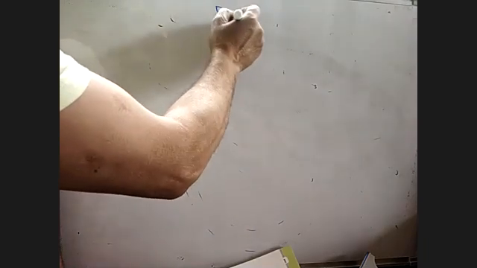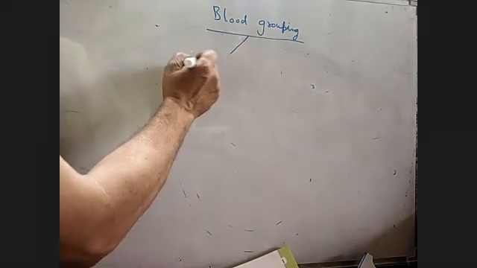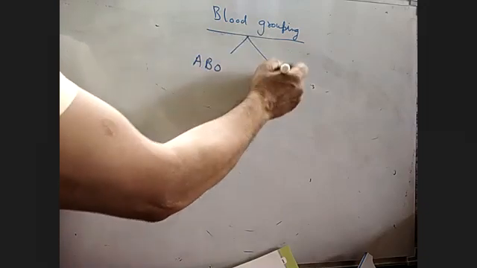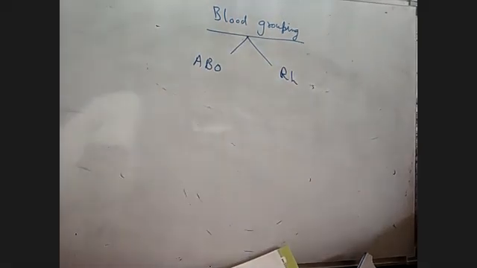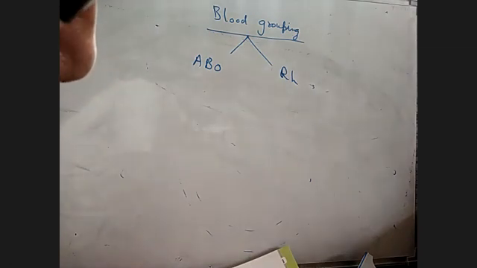Okay, now we go to the blood groups. In human beings, we have two types of blood grouping: the ABO group and the Rh group. These two types of blood grouping are there in human beings. First of all, we'll go to ABO grouping.